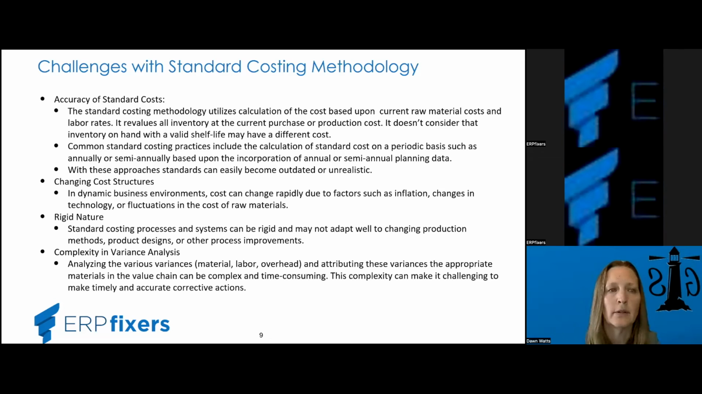It doesn't consider that your inventory on hand may have a different cost. Your inventory on hand may have been produced, let's say, 3 years ago. If it has a valid shelf life, it may have been produced 3 years ago, and now when you roll it, the cost has gone up, the value has gone up, but it doesn't consider that if I look at the true cost of that product, it was produced 3 years ago at, let's say, a lower cost.